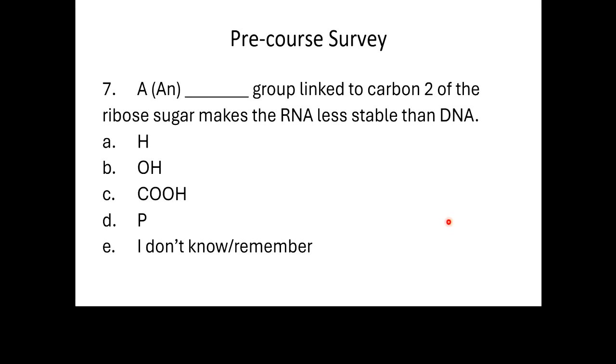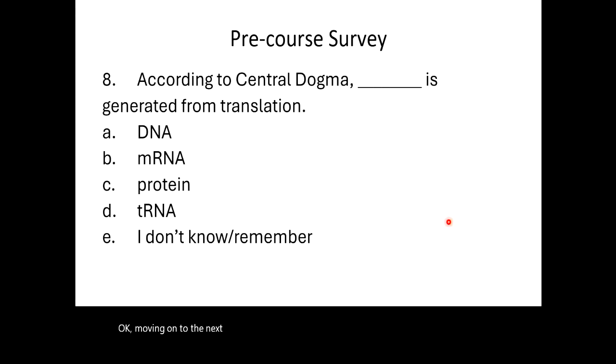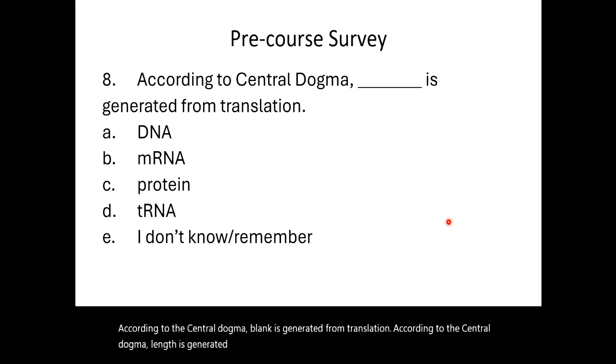Okay, moving on to the next question. According to the central dogma, blank is generated from translation. Is it DNA, mRNA, protein, or tRNA?